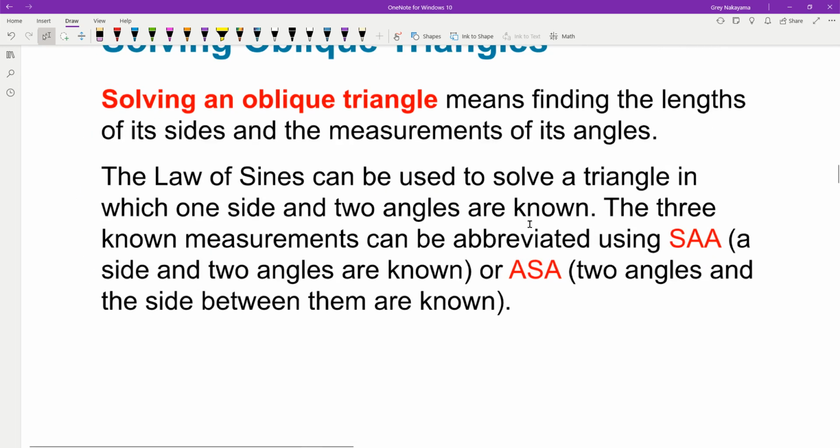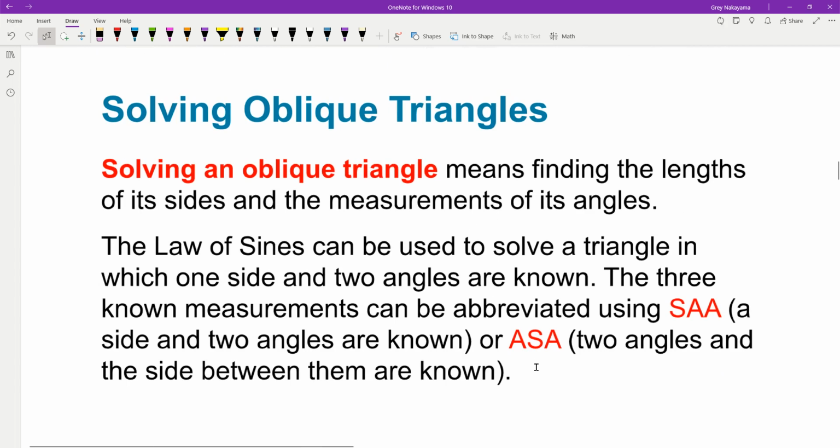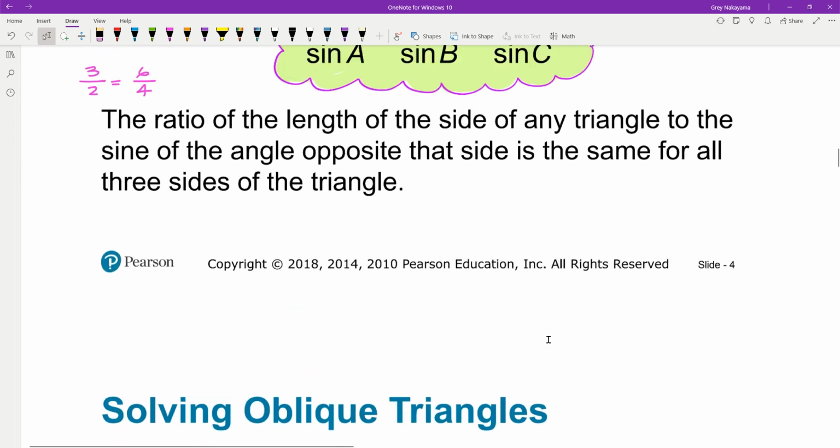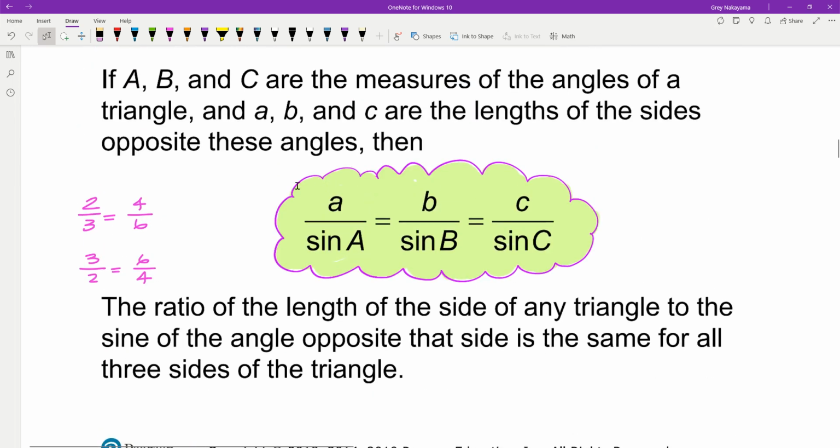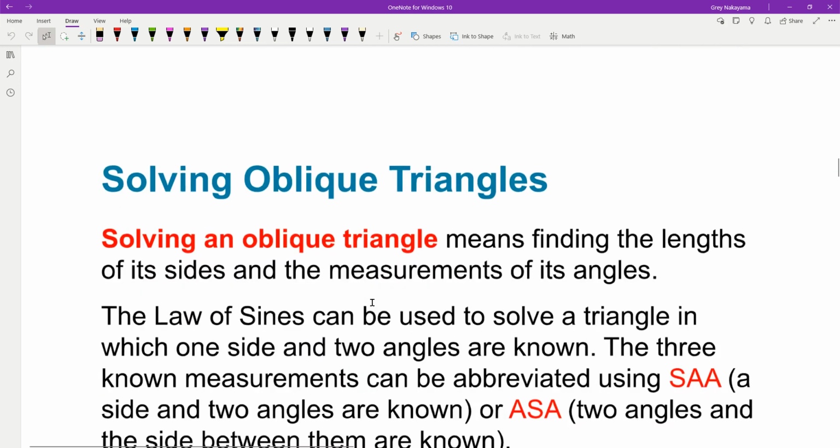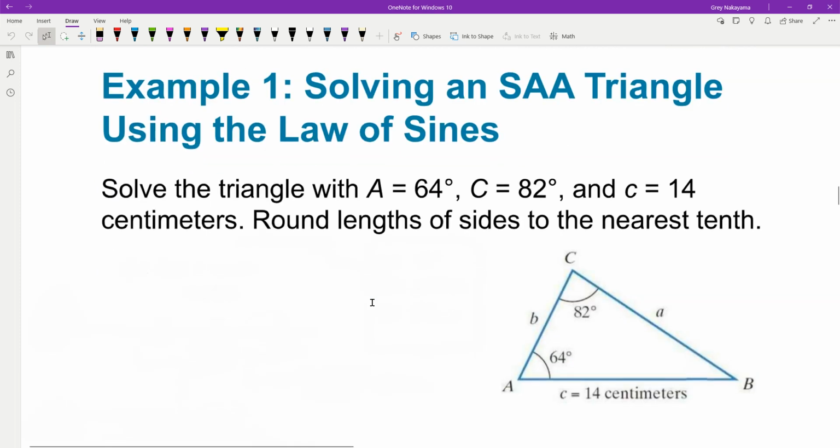Okay, so in solving an oblique triangle, they put a lot of attention on whether or not you know AAS or ASA. I don't worry about that. It will always work if you just know a pair, and when I say pair, that means a side and angle that are opposite each other. If I know a pair, I can use the law of sines. So let's look at our first example.